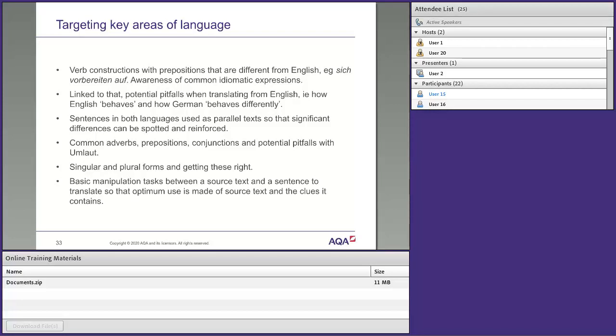They need to know common adverbs, prepositions, conjunctions, and potential pitfalls with umlaut. Again, we saw that with lauf, läuft, schwache, schwächer, and so on. Singular and plural forms and getting these right, and I think that's vital that students get used to learning both the singular and plural forms of vocabulary when they're doing it, and again including those on their audio vocabularies when they're recording things. And then basic manipulation tasks between a source text and a sentence to translate, so that optimum use is made of the source text and the clues it contains.